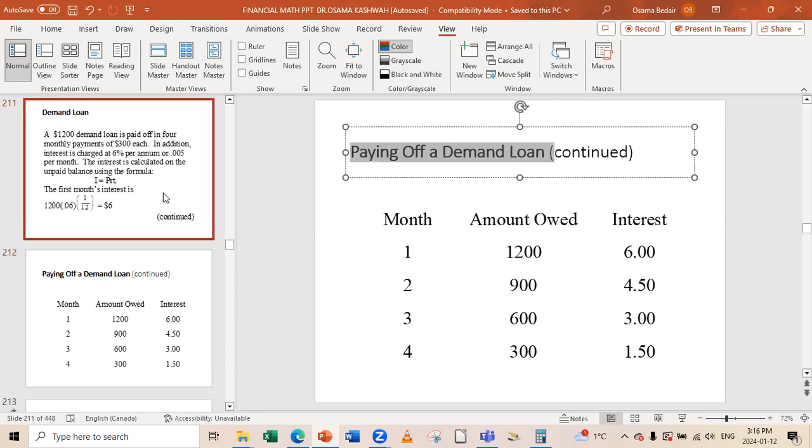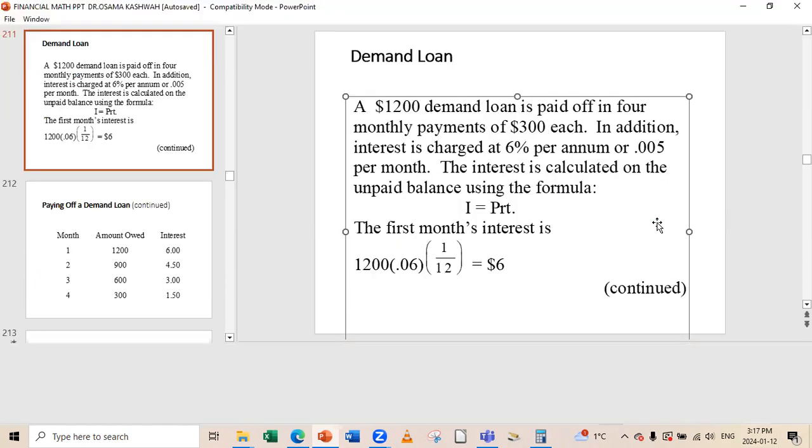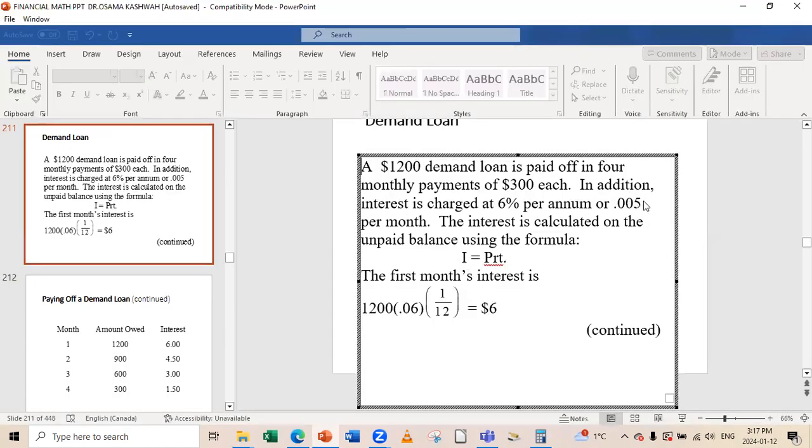So let's go to the example here, and it's telling me a 1,200 demand loan. So the principal is 1,200, or the origin is 1,200. It is paid off in 4 monthly payments. So each month we will pay $300. In addition, interest is charged 6% per annum, which means annually, or 0.005 monthly, like what you see here.